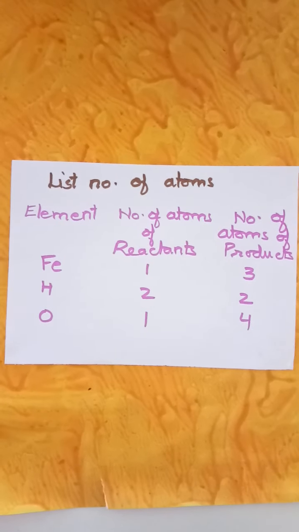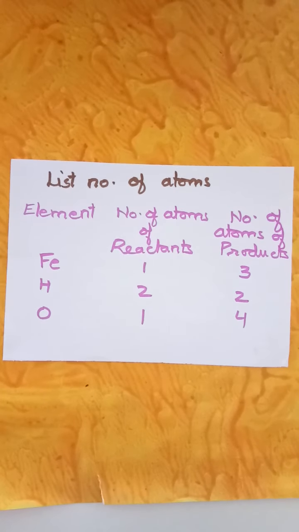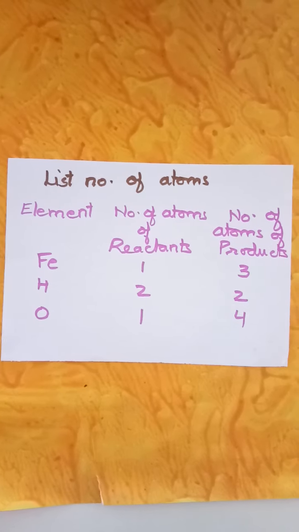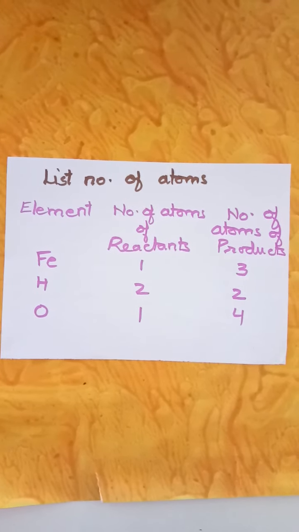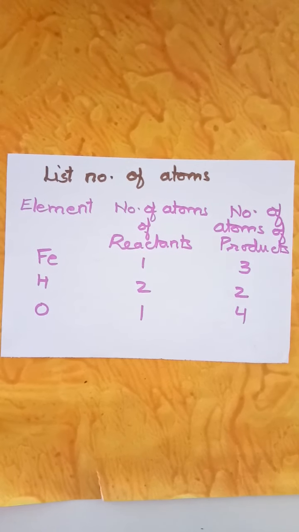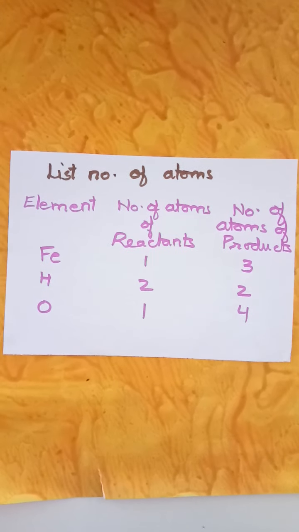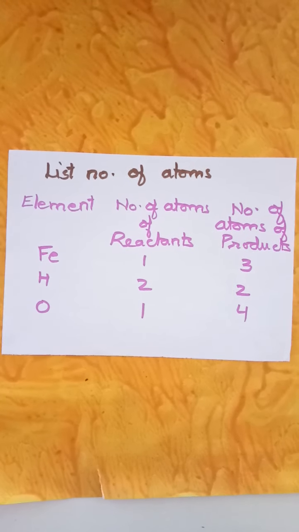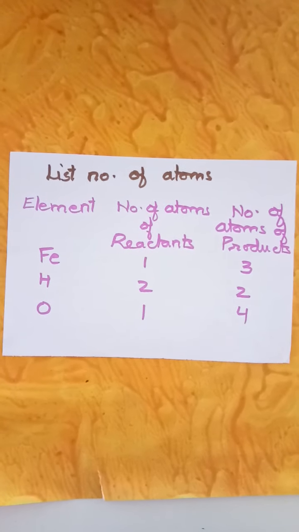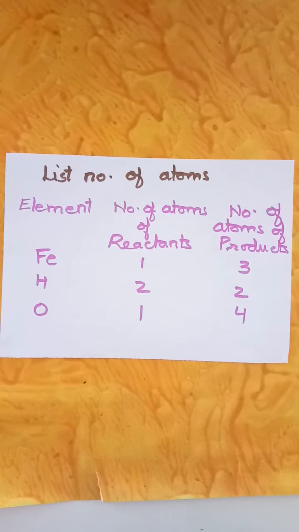To satisfy the law of conservation of mass, we need to balance the chemical equation, and for that we need to list down all the atoms of the reactant and product and compare them on the reactant and the product side. For example, Fe on the reactant side is only 1 and 3 on the product side. Hydrogen is same on both the side. Oxygen is 1 on the reactant side and 4 on the product side.